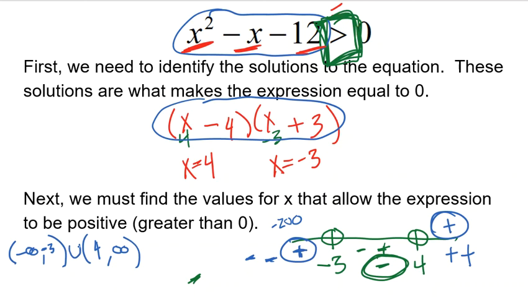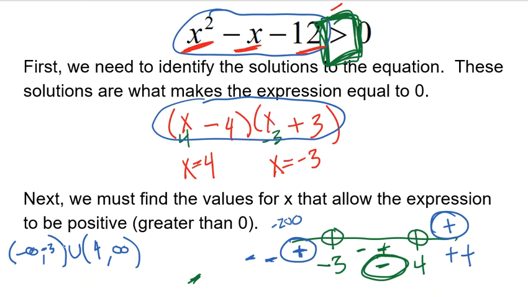Okay. So -infinity to -3 or 4 towards infinity. Those are our two solution sets. The only numbers that do not work are between -3 and 4, and also -3 and 4 themselves do not work because they make 0.